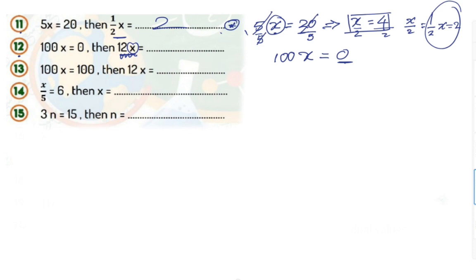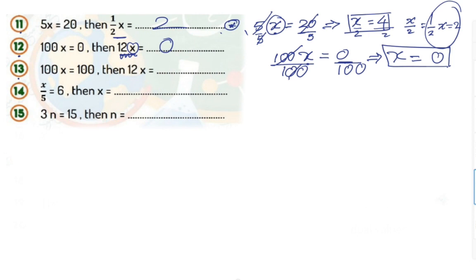Note with me. If you need to find the value of just 1x, what do we do? Just divide both sides by 100. So 100 over 100 equals 1. So I have just 1x equals 0 over any number. When you divide 0 by any number, of course, it's the same 0. So the value of x here is 0. So 12 times 0 equals what? Equals 0. If you multiply 0 by any number, the result will be 0. Okay.